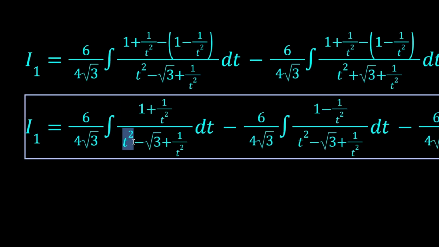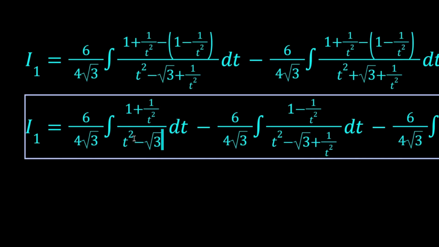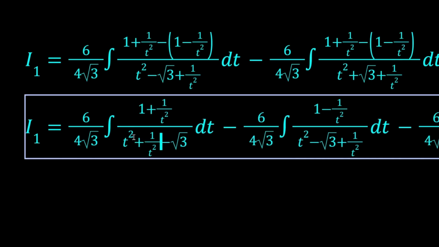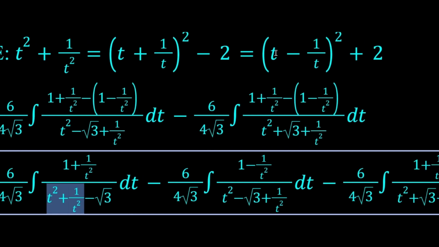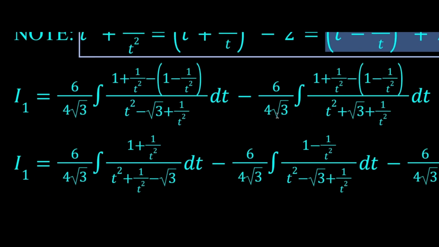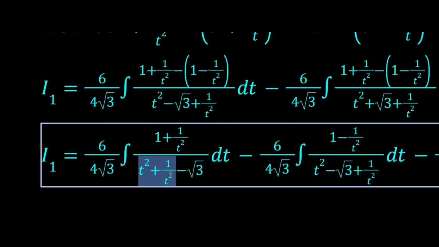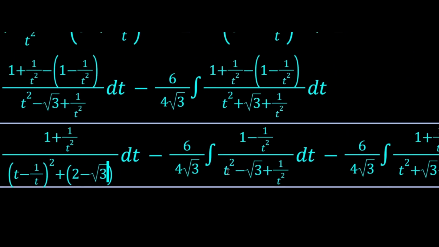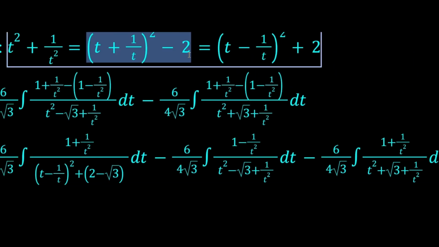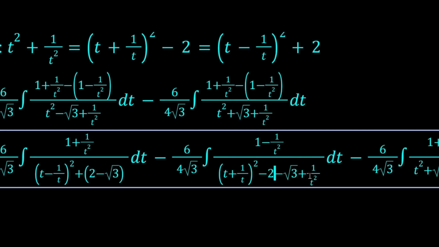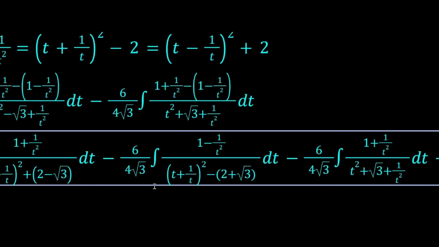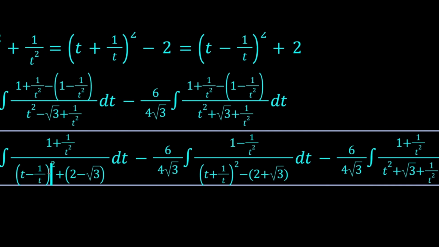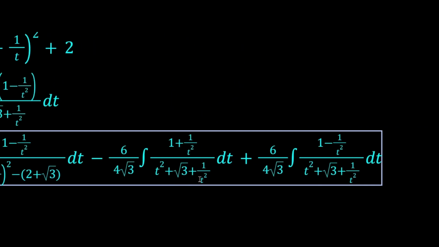So t squared plus 1 on t squared, we can factorize that using, I think the second factorization is better. So if you use this one, t minus 1 on t all squared plus 2, then the derivative of t minus 1 on t is on the numerator, so that's pretty good. Now on the second one, we'd use this other factorization. The derivative of t plus 1 on t is on the numerator now. And we can use the t minus 1 on t factorization here.